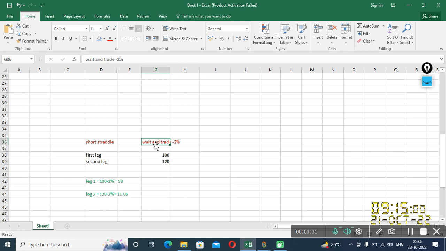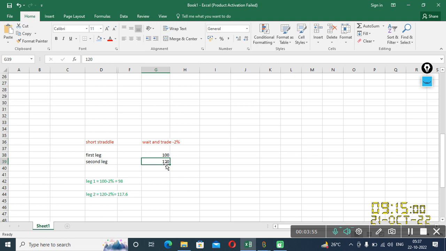Suppose you have a short straddle started at 9:20 and you have mentioned wait and trade as minus 2% for both the legs. The first leg's premium at 9:20 was 100 rupees, meaning it was trading at 100 rupees, and the second leg's premium was 120 rupees.